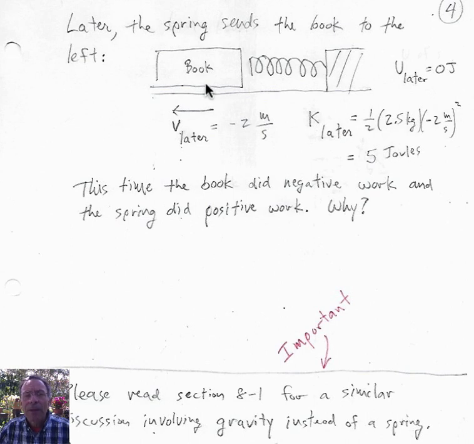The other thing, though, is when the book was being pushed by the spring, the spring was pushing one way, but by Newton's third law, the book was pushing to the right. So this was the force from the book, but the displacement was to the left. This is the delta x, the displacement. And since they're in opposite directions, that's another reason why it's negative work.